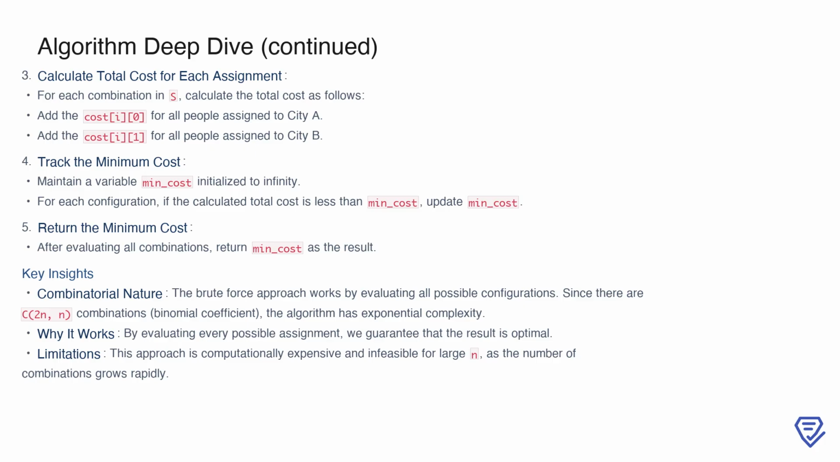This brute force approach guarantees an optimal solution because it evaluates every possible way to assign people to the two cities. However, it's important to note that this method has a significant limitation. The combinatorial nature of the problem leads to exponential complexity. With C(2n, n) combinations to evaluate, the approach becomes computationally expensive as n increases.